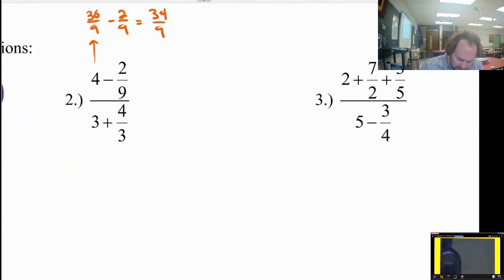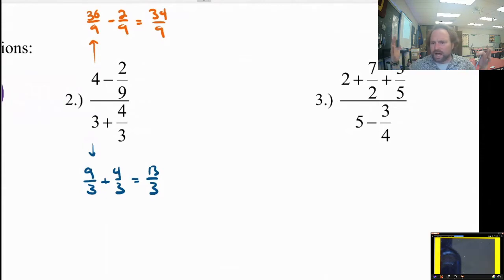And you could do the same thing down here. You could rewrite the 3 as 9 over 3, plus 4 over 3, since 9/3 is 3. And that would give you 13 over 3. And then you can do the same thing you did in the last problem. But we're going to start using a really common strategy where we multiply everything by a common denominator, or least common multiple. If you're looking at 9 and 3, which are the denominators in this problem, the least common multiple of those numbers is 9.